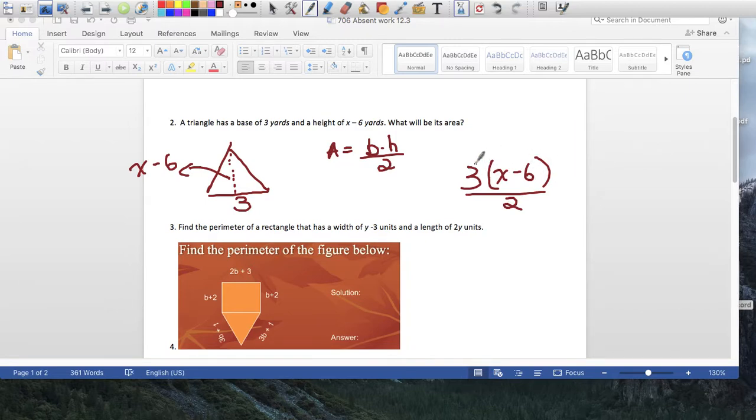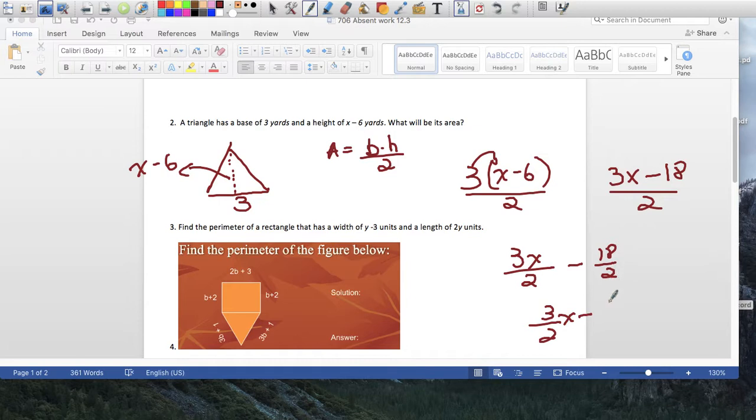On top, I'm going to use the distributive property, so 3 times x is 3x. Positive and negative is a negative. 3 times 6 is 18, and all that divided by 2. I can leave it like this, but I'm actually going to write it like this, because we're dividing both terms by 2. So 3 over 2 x, and minus 18 over 2, which I will change to simply 9. So the area of this particular triangle is 3 over 2 x minus 9 yards squared. Remember that we're talking about area, so the units are units squared.